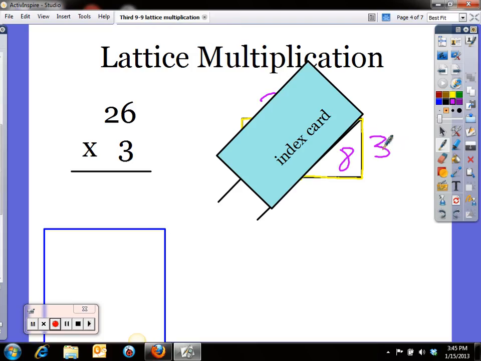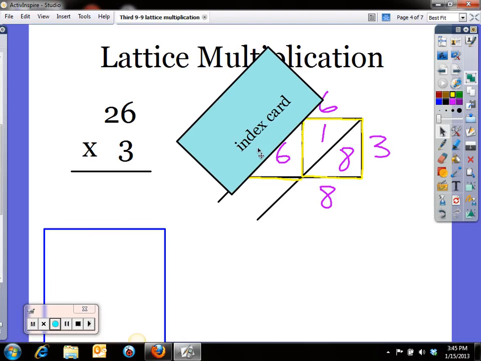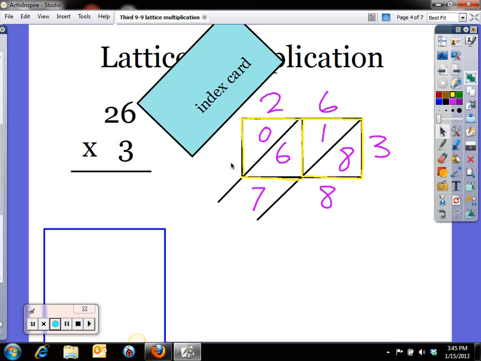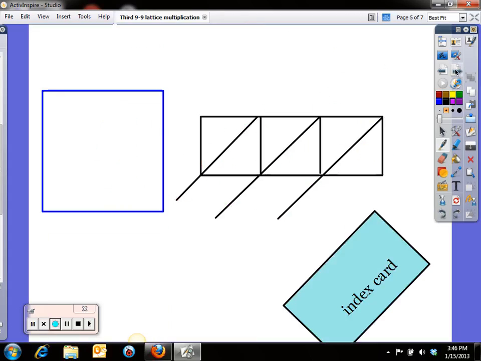Now the 3 I did my multiplying with, so I don't need to do anything with that now. I'm just adding anything that's inside my lattice. The 8 is the only one there, so that comes down. There's my 8. Now I have to add 1 and 6, 7. And then over here I have a 0, which I don't have to write because that's at the beginning of my number in the hundreds place. So my answer is read this way, 78. 26 times 3 is 78.